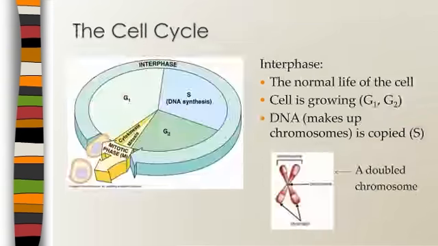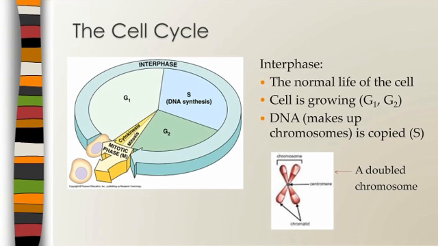Next, we're going to look at the life cycle of a eukaryotic cell. Remember, we are specifically focusing in on the division of eukaryotic cells because it's so much more complex. The cell's life takes place in phases. The longest phase is called interphase. Interphase, you have a space to write this in on your graphic organizer, is the normal life of the cell. During this stage, the cell is growing. This occurs in phases G1 or growth 1 and G2, or growth 2, of interphase.